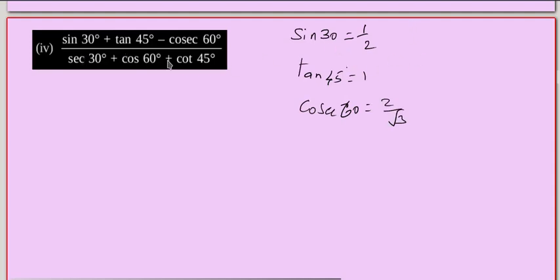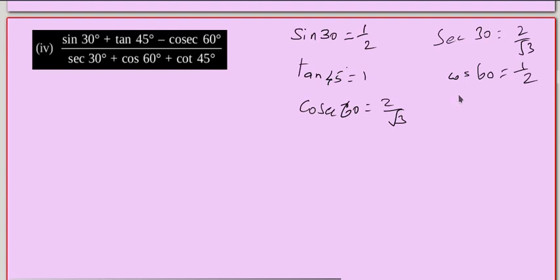Next, secant 30. Secant 30 is what? Secant 30 and cosecant 60 are reciprocal, no? So secant 30 and cosecant 60 are equal. Okay, so secant 30 is also 2 by root 3, and cos 60. Cos 60 is nothing but sin 30. So cos 60 is 1 by 2. And cot 45. Cot 45 is the reciprocal of tan 45, no? So cot 45 is also 1. Cot 45 and tan 45 are both 1.